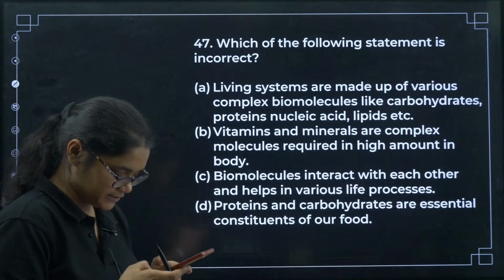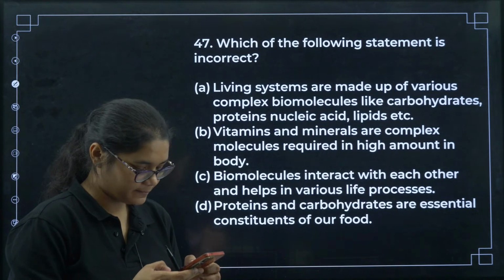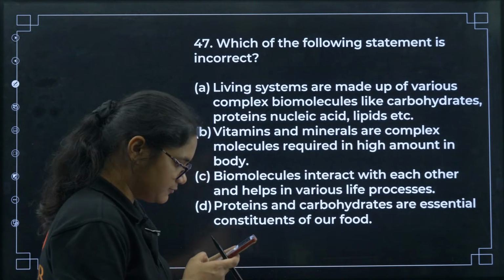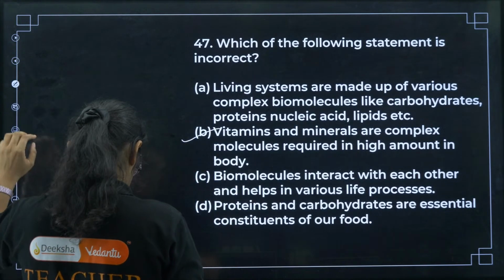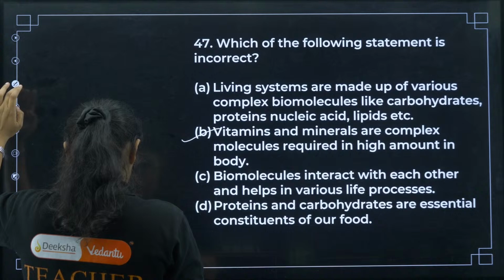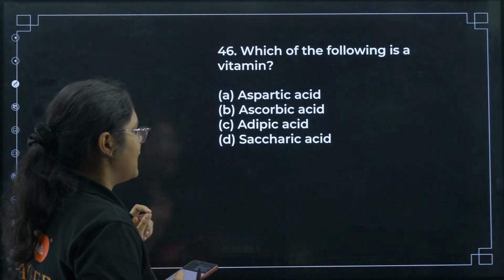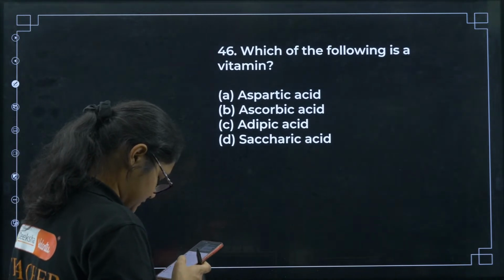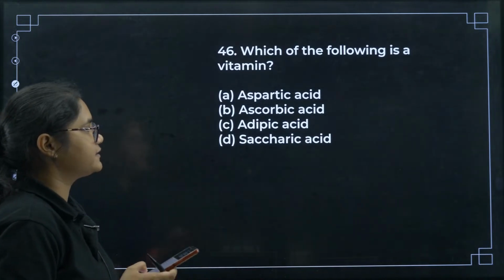Very simple question, this one. We know what vitamins and minerals are, right? Yes, 47B is the correct answer. Vitamins and minerals are required in less amount. Okay, next question number 46. Which of the following is a vitamin? Aspartic acid, ascorbic acid, adipic acid or saccharic acid. Which of the following is a vitamin?